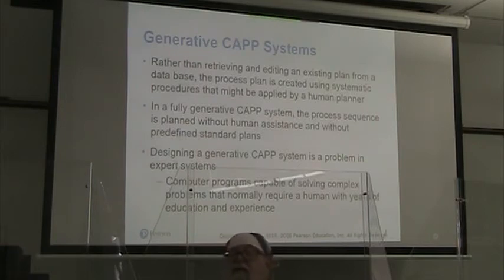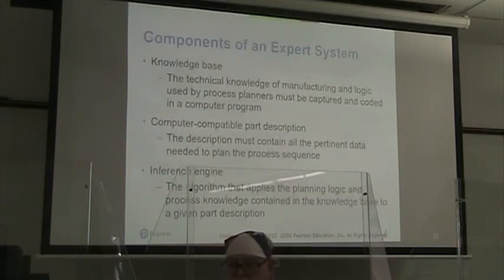So designing that generative computer-aided process plan system is a problem in creating an expert system. An expert system is a computer program capable of solving complex problems that normally require a human with years of education and experience.